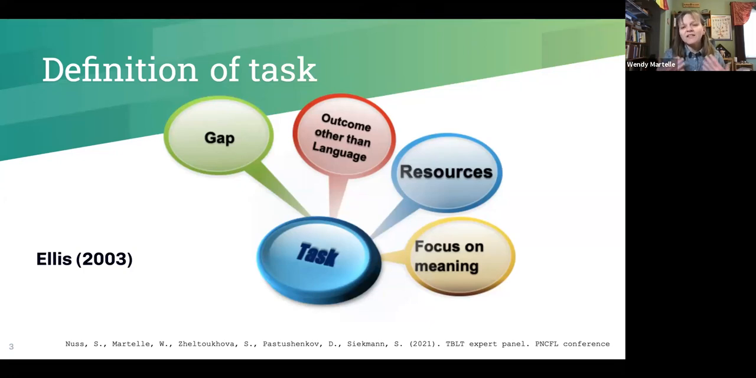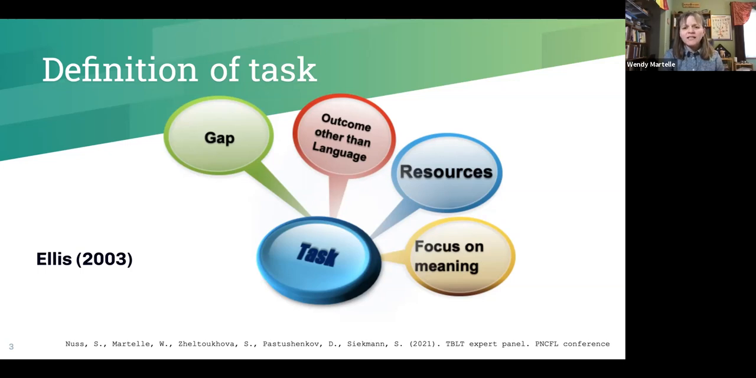So in order for an activity to be a task in second language teaching and learning, a task, first of all, has to have a gap of some sort. So the learners have to find something, there's a gap that they have to fill in some way. The task also has to have an outcome other than language. So not using language for the sake of using language. Ideally the outcome is something other than, for example, producing the past tense ending of verbs.